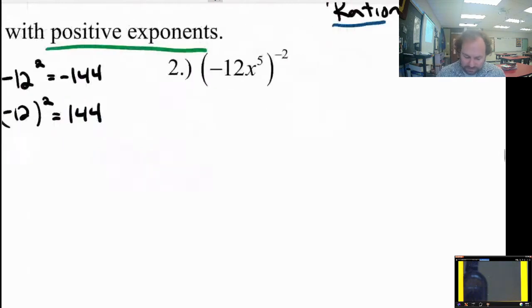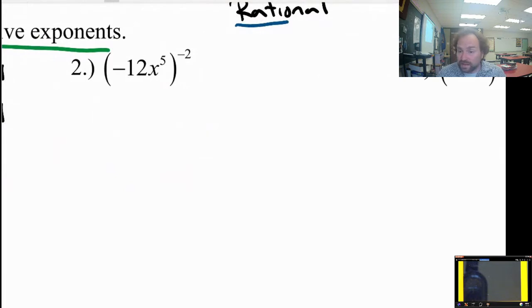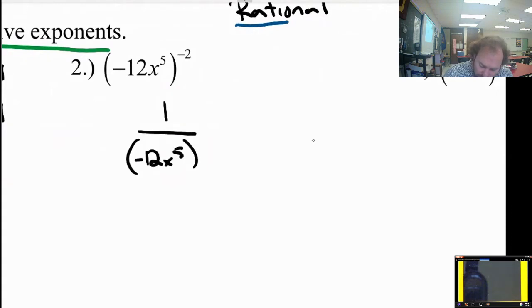Okay, let's roll the next one. Here we go. This is what we're talking about. This is negative 12x to the fifth, and it's all being raised to the negative second power. The way I'm going to write this right away is move it all to the bottom of the fraction and change that to a positive second power. That is the key to understanding this.